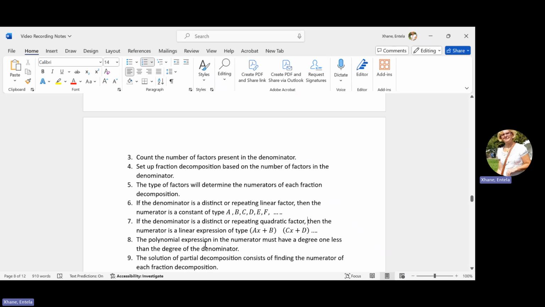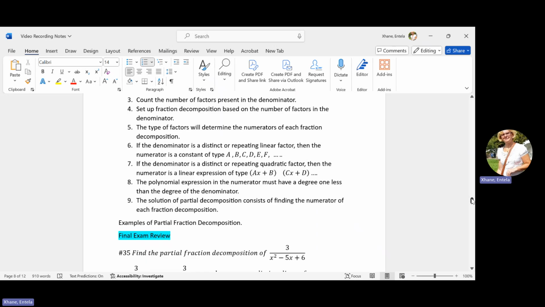Why? Because the polynomial expression in the numerator must have a degree 1 less than the degree of the denominator. So if I say the denominator is linear, that degree is 1. So automatically the numerator must have a degree 0. The only term that has a degree 0, which is x to the power 0, is 1. The only term is the constant term. Constant term has no variable because the variable is of the form x to the power 0, which is substituted by 1. So now let's try to see the steps in this example.